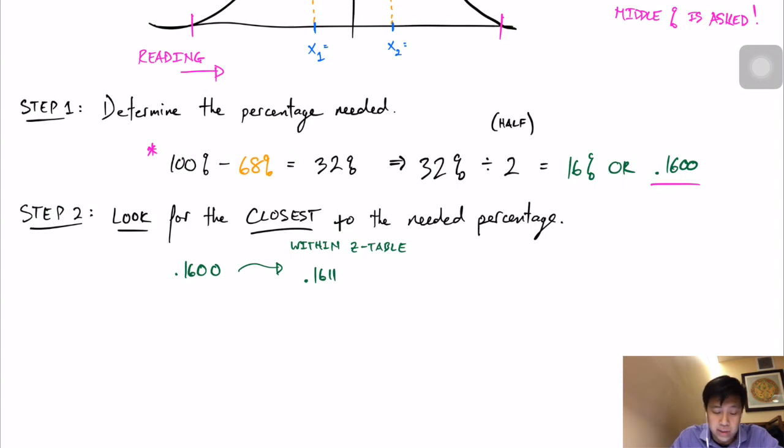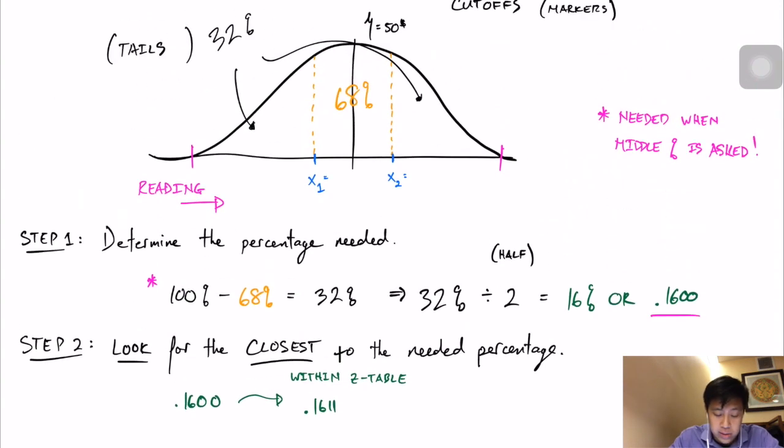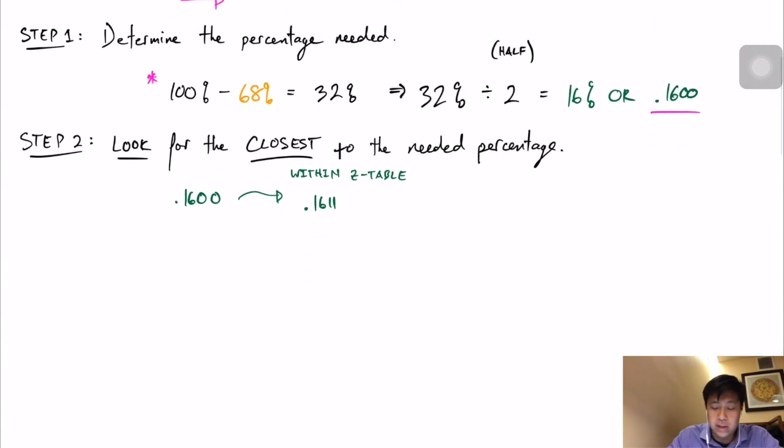So the percentage we needed was 16%. That's apparent because of the 32% right here, and the fact that this is 16% here on the left and 16% here on the right. So that's where 16 comes from. And again, that comes from the division, subtraction from 100 that you can see above right here. Step 2 says that we need to find 16%, or at least the number closest to it. And again, if you pause the video, you can take the time, you can find that it's 0.1611.